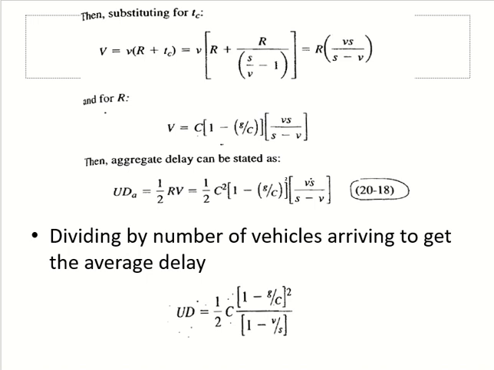Now why am I doing this? To calculate uniform delay, which was half R into V. Now R has an equation and V also has an equation. So I put both these values together. This is the equation for the final uniform delay. This is the uniform delay equation according to Webster.